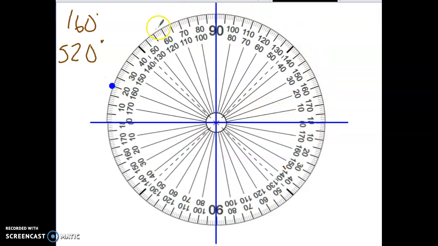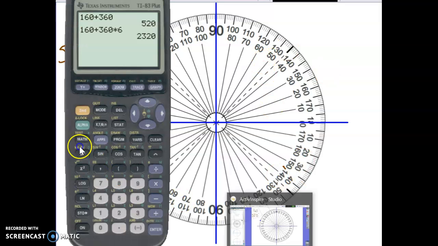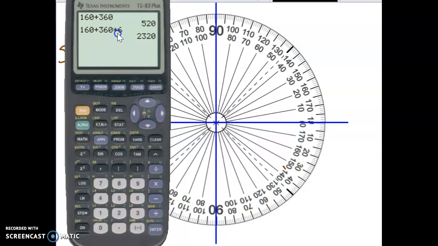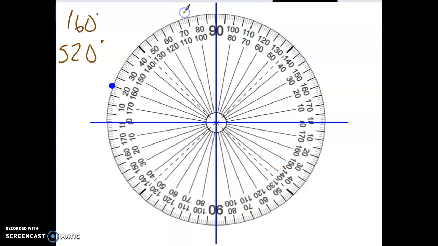It's just that the 160 degrees stops the first time. 520 goes all the way around and stops there the second time. I could go around the unit circle as many times as I want. So what if I wanted to go round and round and round 6 times? You guys could see I had that already typed in the calculator here. 360 times 6 means I'm going to take 6 trips around the circle, and then I'm going to end up at 160. So 2,320 degrees is also coterminal with this particular point.